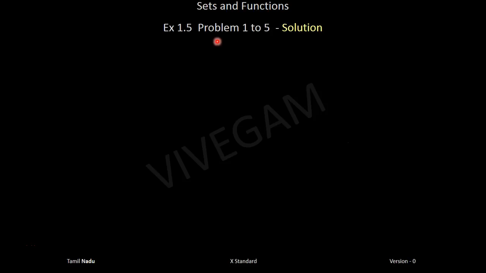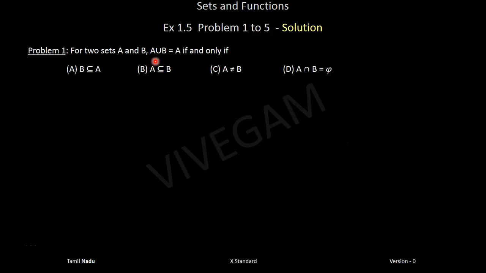Exercise 1.5, problems 1 to 5 solution. For two sets A and B, A union B equals A if and only if. They have given certain options for us. A union B equal to A.